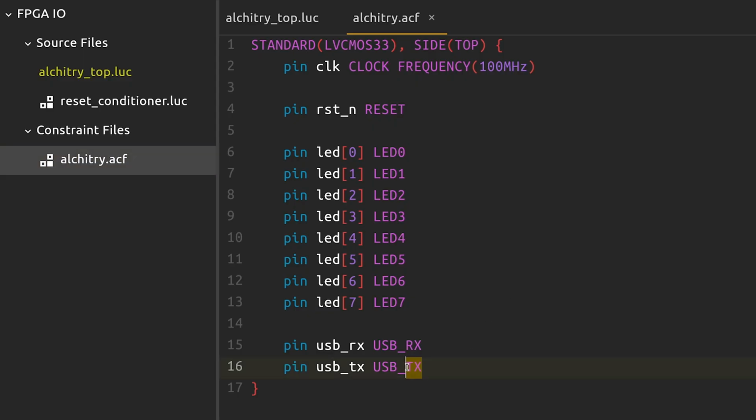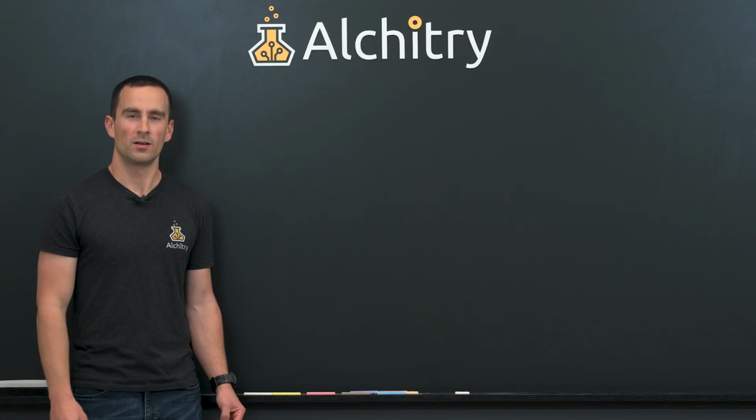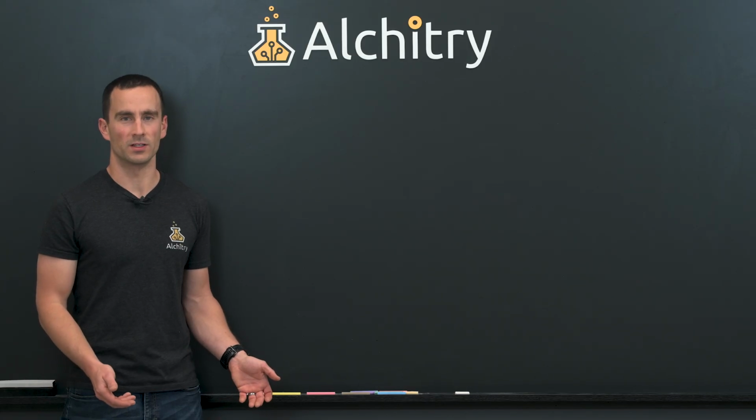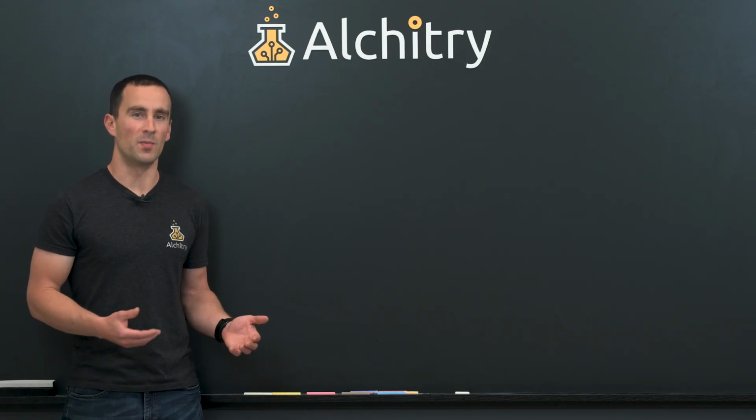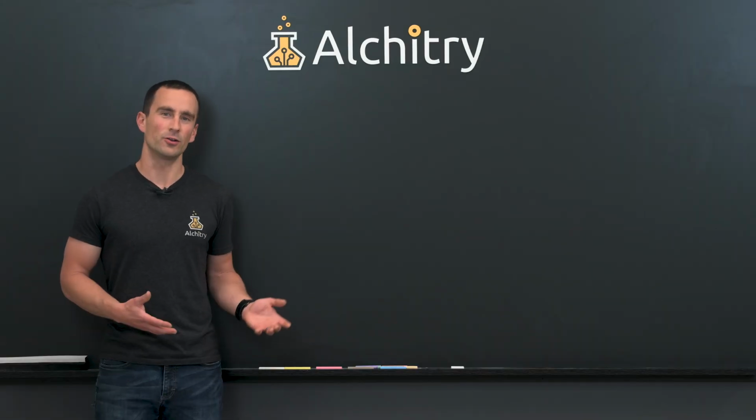Take a look at the last two. They start with the pin keyword and are followed by the signal name and finally the pin name. The pin names of USB-RX and USB-TX are special pins that correspond to the serial port signals on the board. There are a handful of special names such as LED, reset, and clock, as you see in this file. However, most of the pin names that you will normally type take the format of the bank letter followed by the pin number. Take a look at the AU.